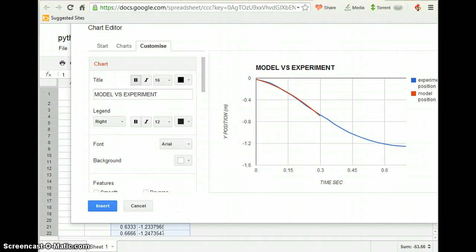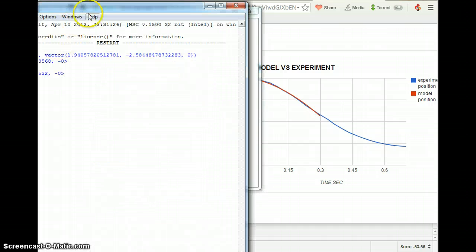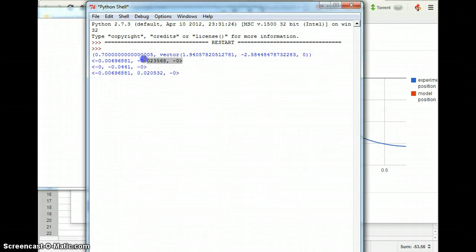So here is the value of the F net, here is the value of the weight force, and here is the value of the drag force. When we add these two, we get the F net.